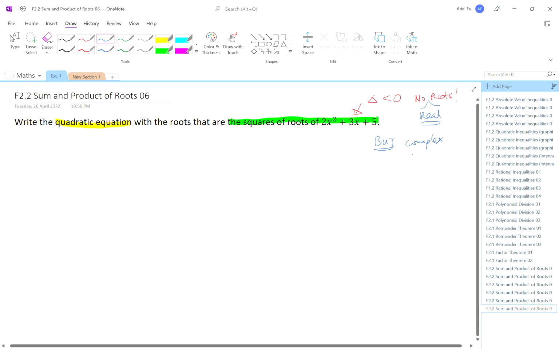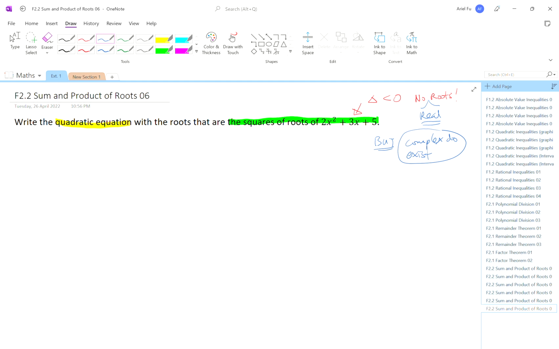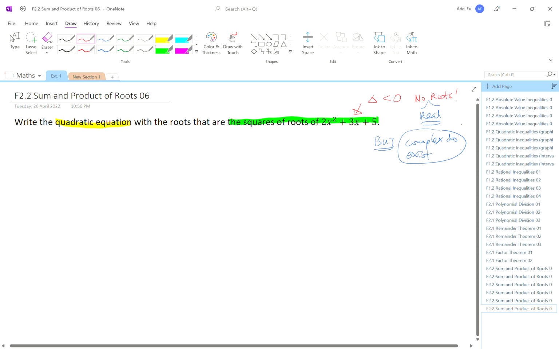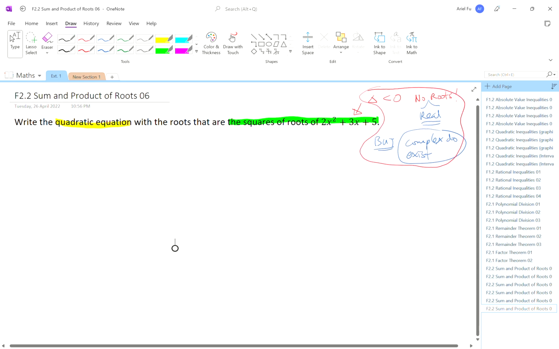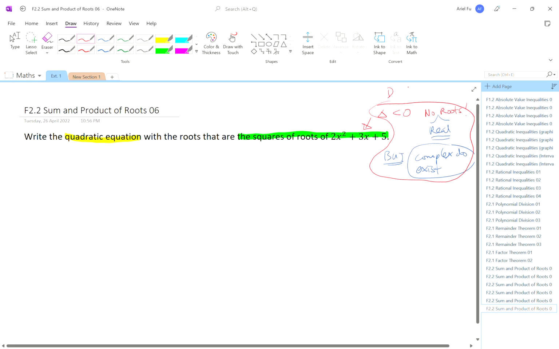However, there are complex roots. Complex roots do exist. For those of you who are going to go into Extension 2, you will come across the complex roots later. But for the purpose of Extension 1, let's not look into the complex roots. Just remember, even if the discriminant is less than 0, we ignore it. Don't worry about this. This is not part of the question. So we're still going to solve it as it is, looking for the square of the roots of this.